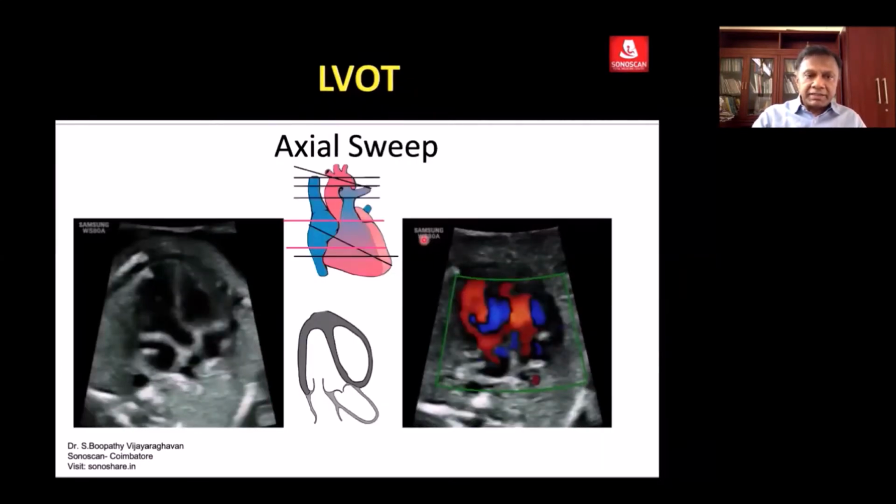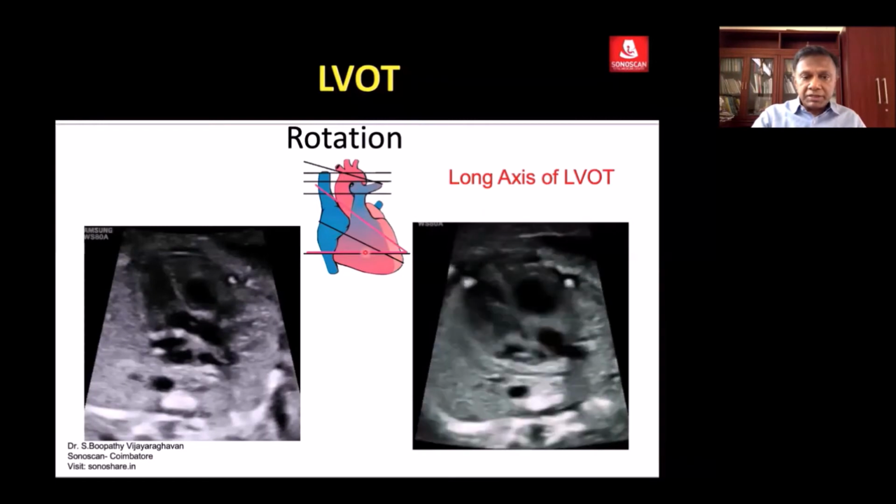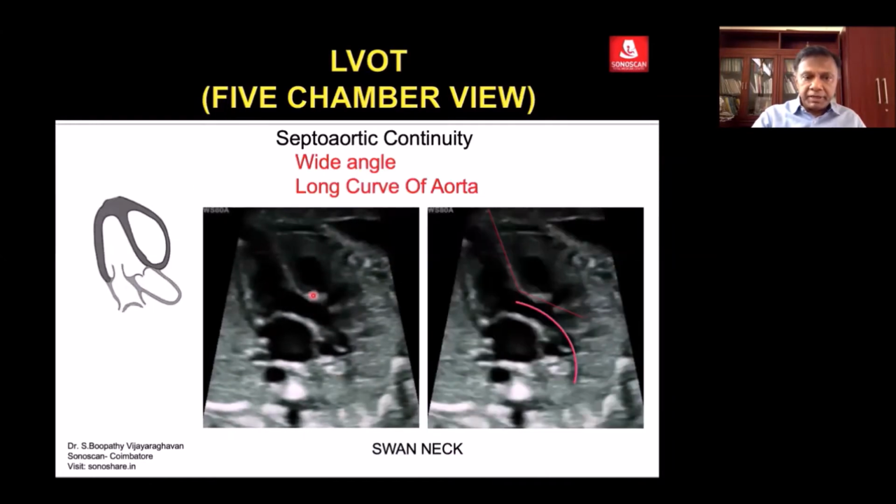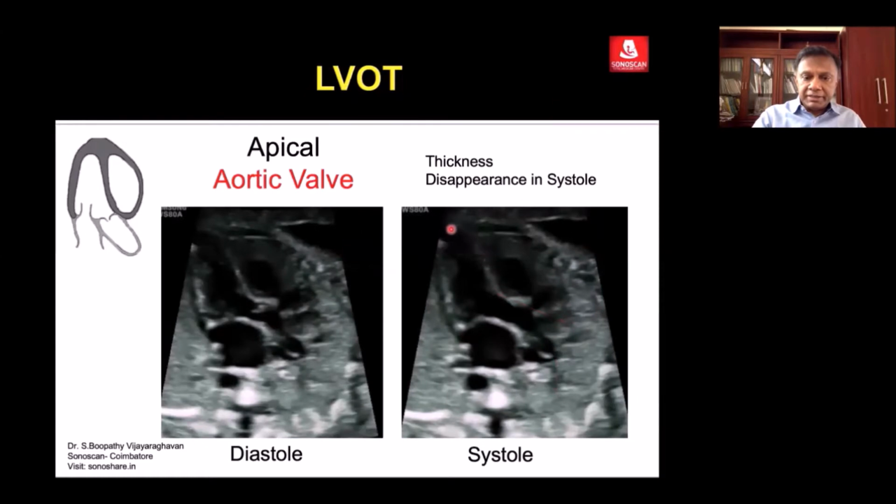So this is the axial sweep view. Instead of tilting the transducer towards the head, you rotate the transducer. You see the atrioventricular connection, then the ventriculo-arterial connection, that is the LV-aorta connection. You also see the ventricular septum and the ascending aorta, formed by the septum and the anterior wall of the aorta. When you see the aorta, there is a long curve, and then in systole, it totally disappears. It has to disappear totally.